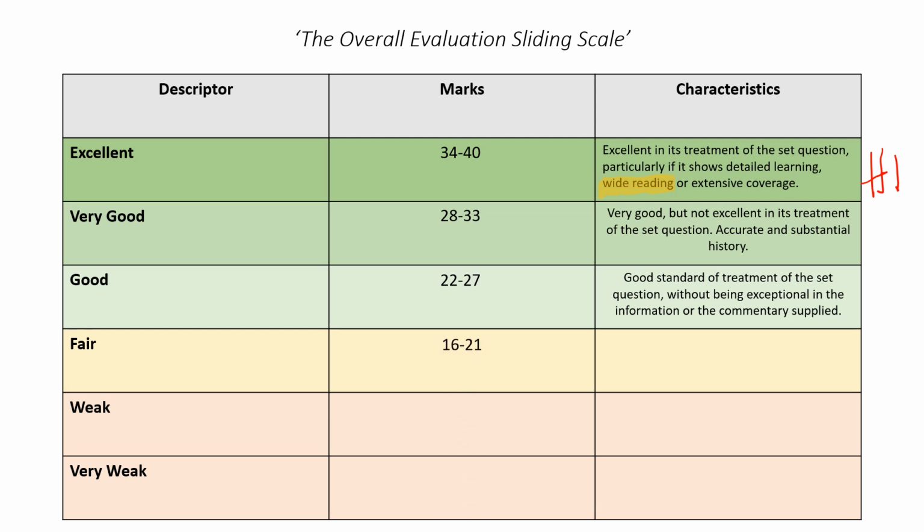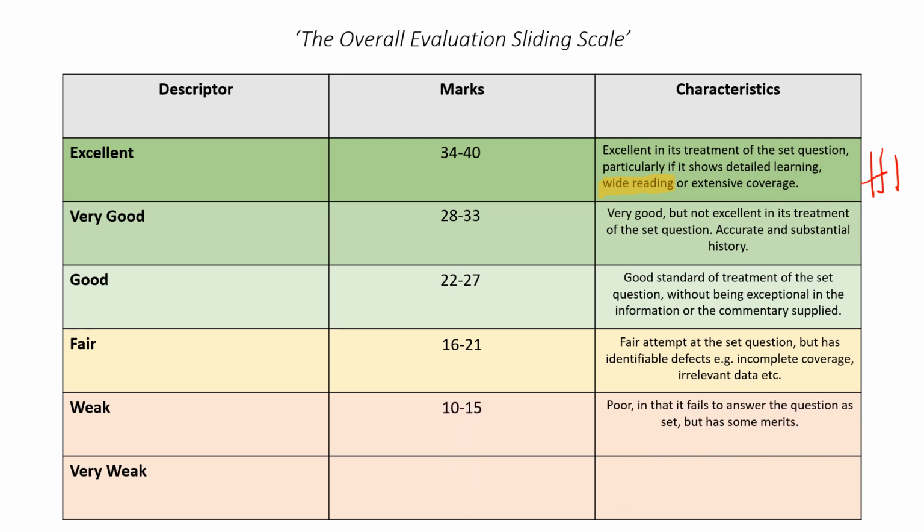Then we have fair, 16 to 21. Fair attempt at the set question but has defects, e.g. incomplete coverage, missing key events, or it has irrelevant data that's included. Weak, hopefully none of us are going to be in this range, 10 to 15. Poor in that it fails to answer the question as set but has some merits. Very weak, 0 to 10. Then we have our very poor answer, at best only offers scraps of information, and hopefully none of us are going to be there.